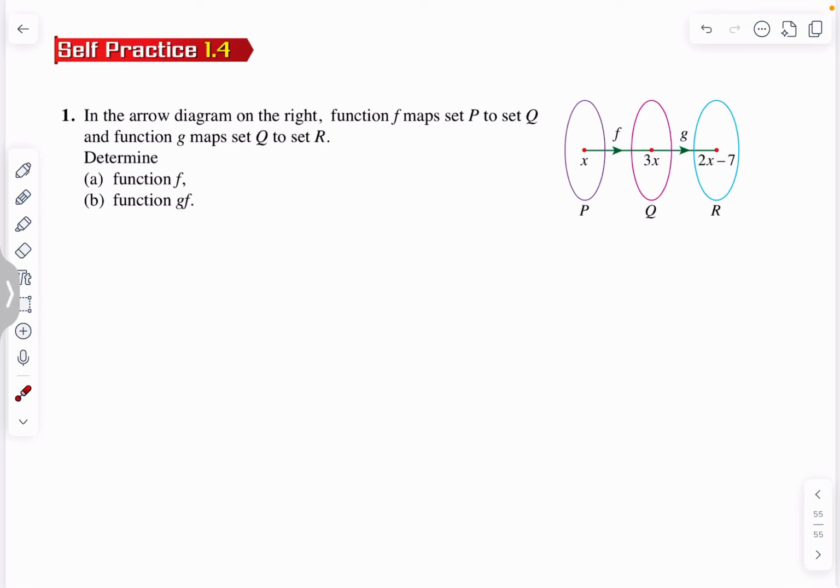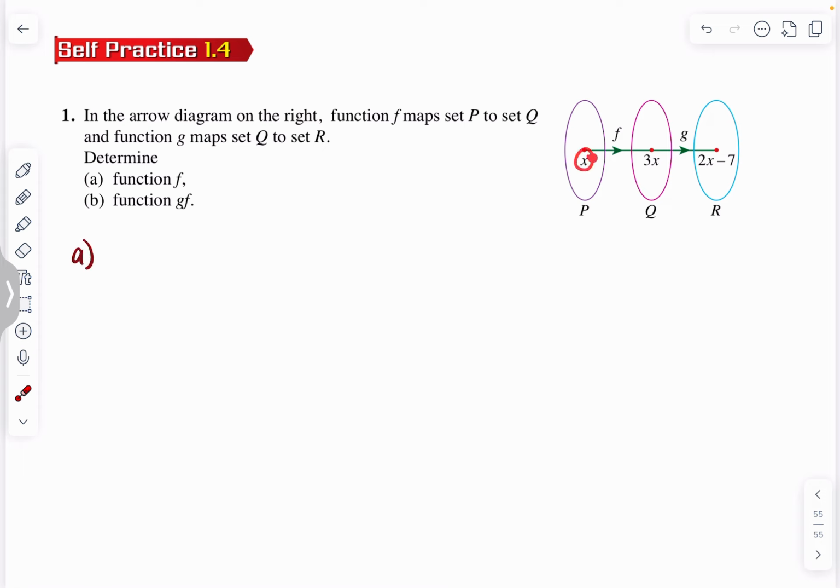Question 1. In the arrow diagram on the right, function f maps set P to set Q. So this is the function that maps P to Q. And function g maps set Q to set R. So function g maps Q to R. Determine function f.